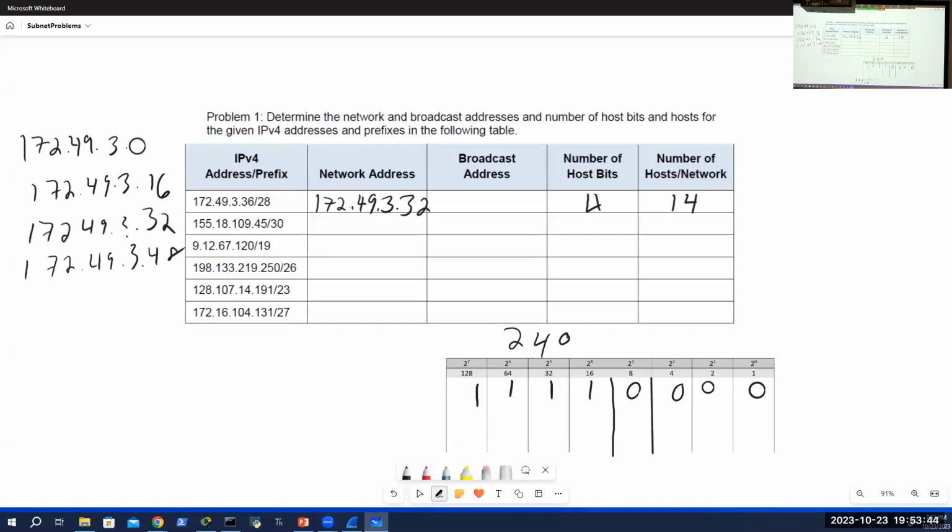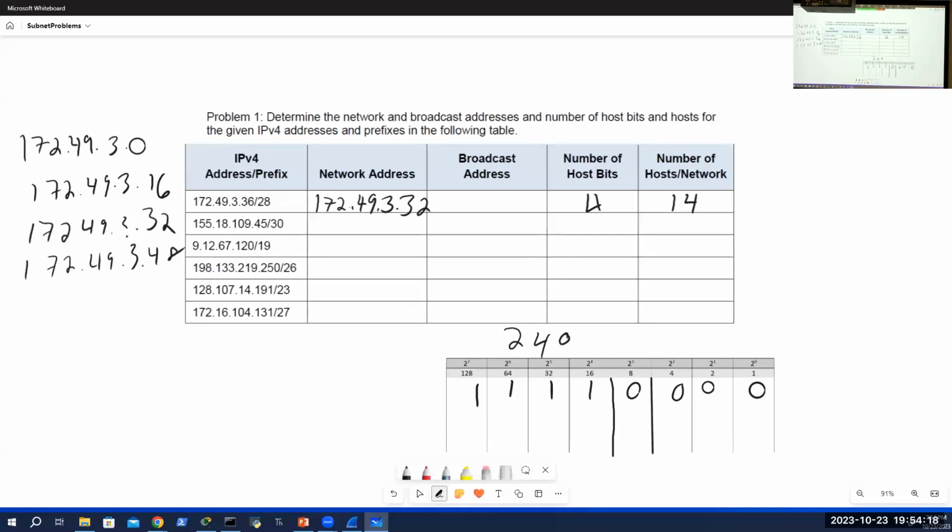And then the broadcast. Since we know that we're counting by 16: 0, 16, 32, 48. The quick way to figure out the broadcast address is just to look at the next network address and subtract 1, because the network address can't be the broadcast address. The network address has all the host bits being 0. The broadcast address has all the host bits being binary 1, and I'll prove it to you.